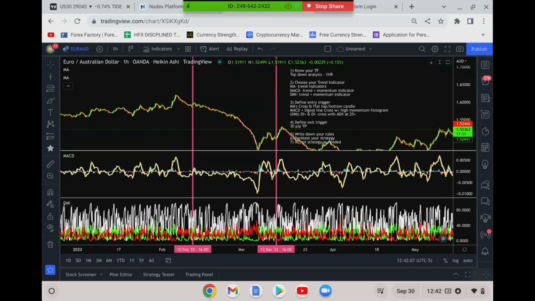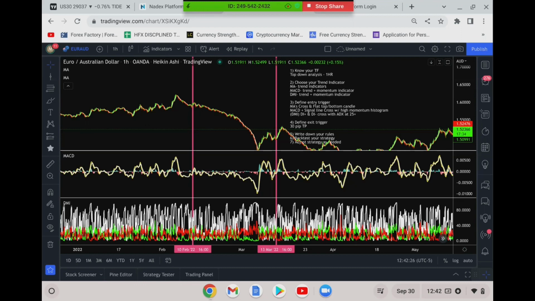So rule number 5 is to write down your rules. We have our rules written down here on the screen. Rule number 6 is to backtest your strategy. I just showed you guys how to backtest. You go back in history and you take a look: hey, when all my parameters lined up, did my take profit get hit? Yes or no? Just that simple.